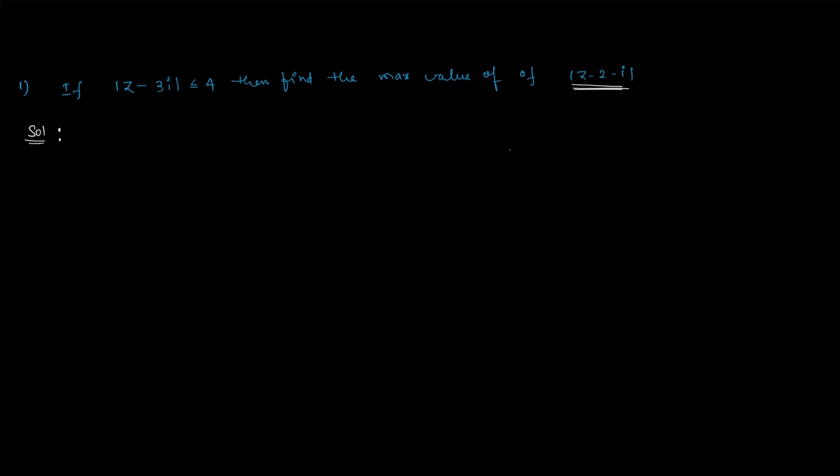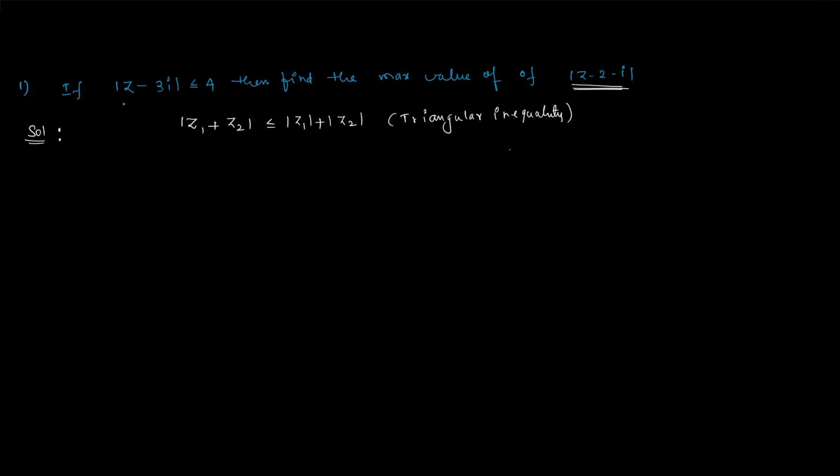To solve this problem, we should know the triangular inequality in complex numbers, that is, modulus of z1 plus z2 is less than or equal to mod z1 plus mod z2. A basic inequality, we call it the triangular inequality. Modulus of z1 plus z2 is less than or equal to mod z1 plus mod z2.